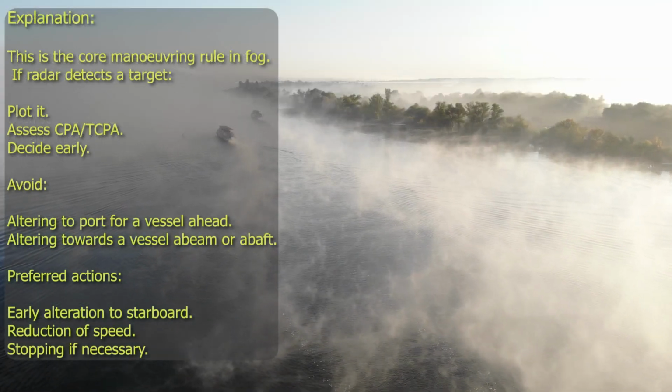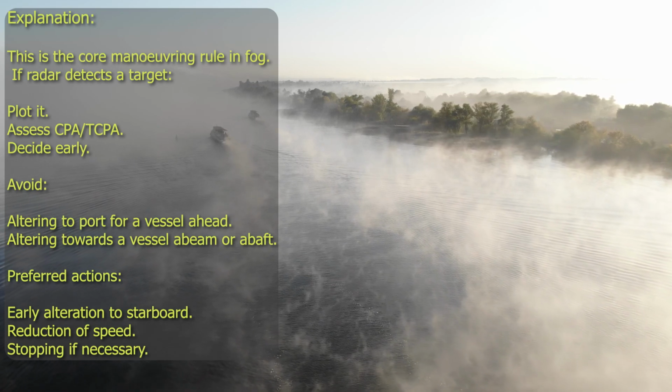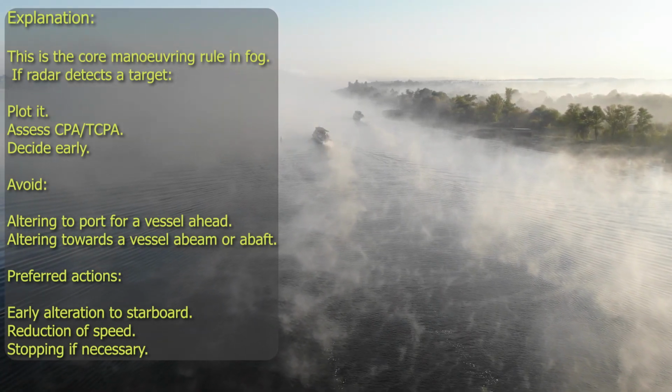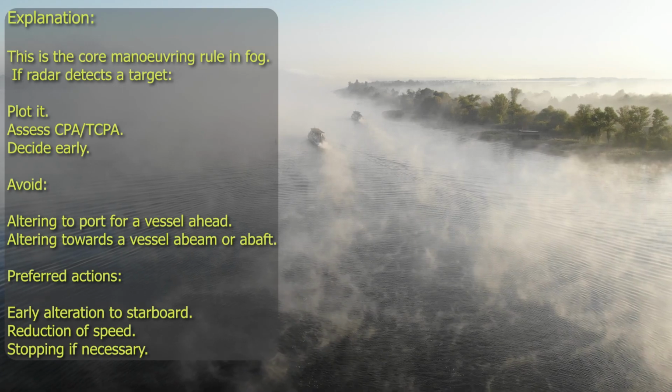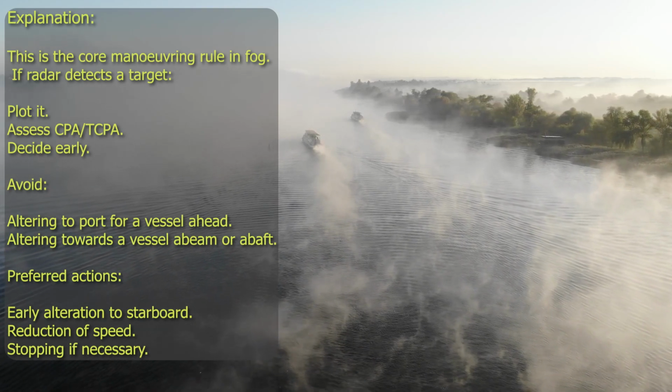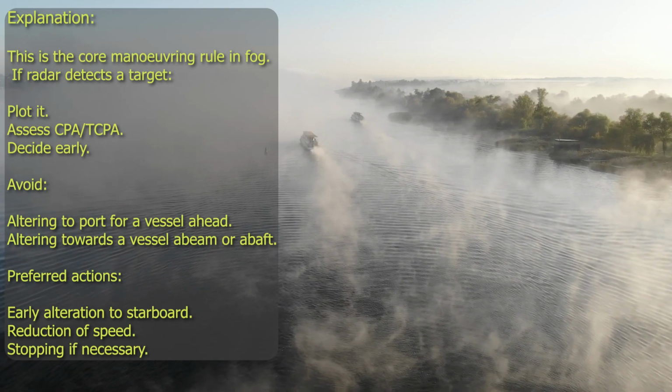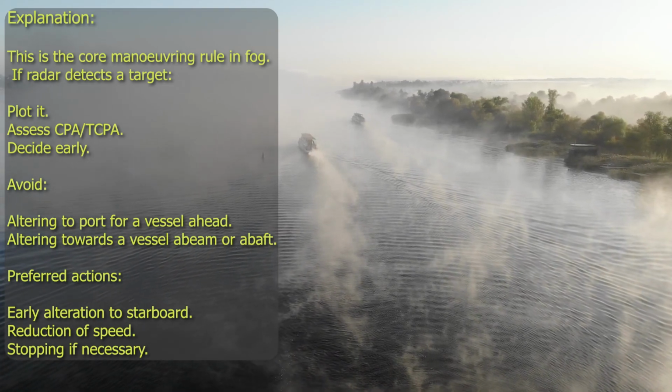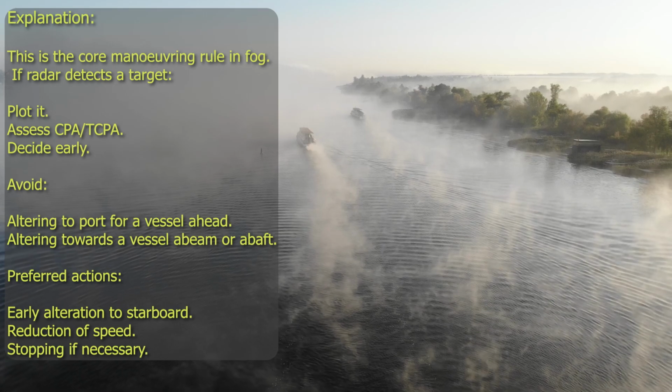Explanation. This is the core maneuvering rule in fog. If radar detects a target, plot it. Assess CPA, TCPA. Decide early. Avoid altering to port for a vessel ahead, and altering towards a vessel abeam or abaft. Preferred actions: early alteration to starboard, reduction of speed, stopping if necessary.